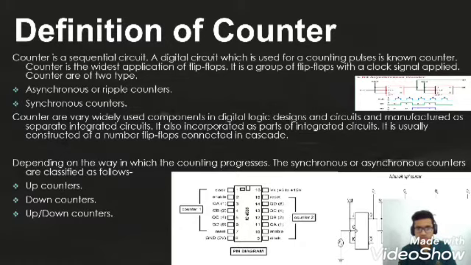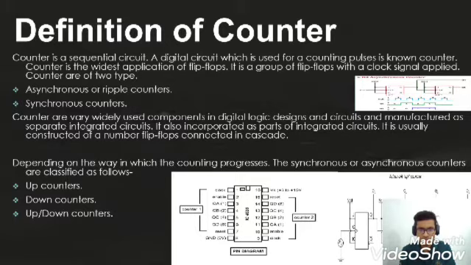The flip-flops within the asynchronous counter do not change states at exactly the same time because they do not have a common clock pulse. And the flip-flops within the synchronous counters are clocked at the same time by a common clock pulse. Counters are very widely used components in digital logic designs and circuits and are manufactured as separate integrated circuits. They are also incorporated as parts of integrated circuits. A counter is usually constructed of a number of flip-flops connected in cascade.